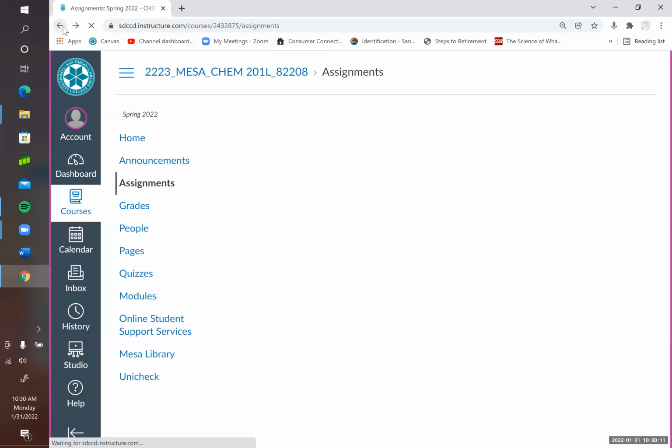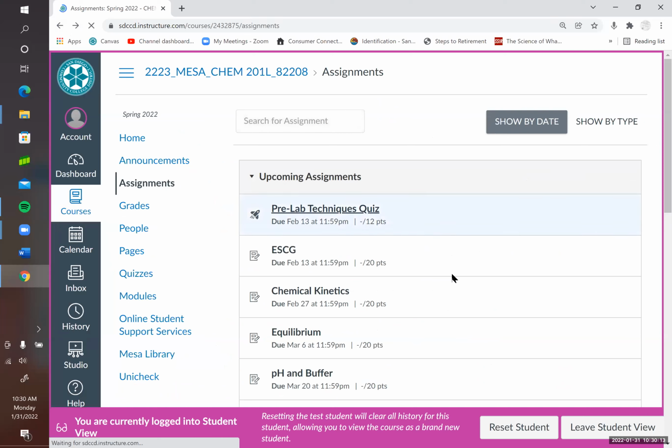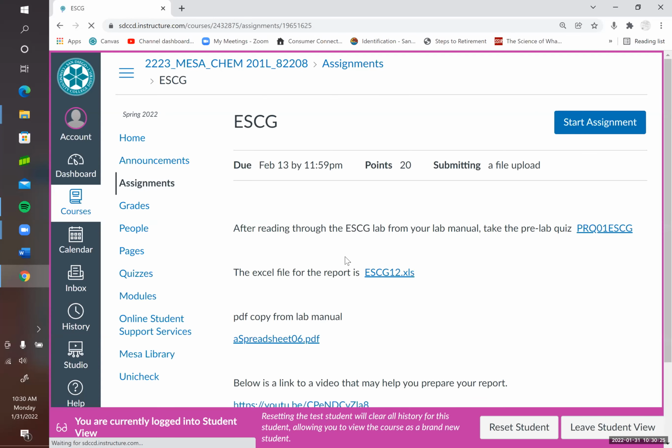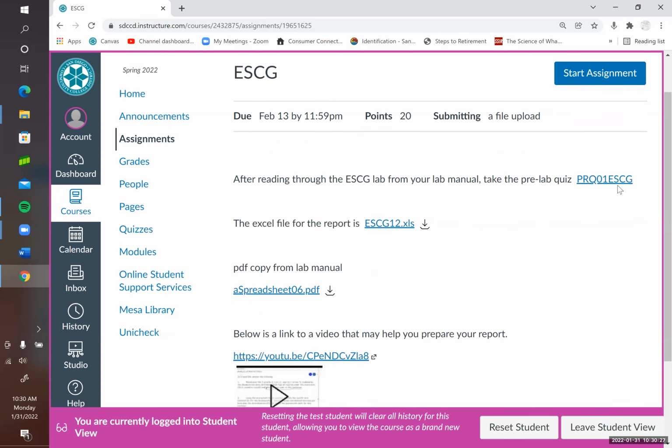Okay, so we can go back to this area again where the assignments are. That's the first one, electronic spreadsheet and computer graphing. And if we go in there, you see there's the lab quiz. Here's the file that you're going to need for the report that we were just referring to.